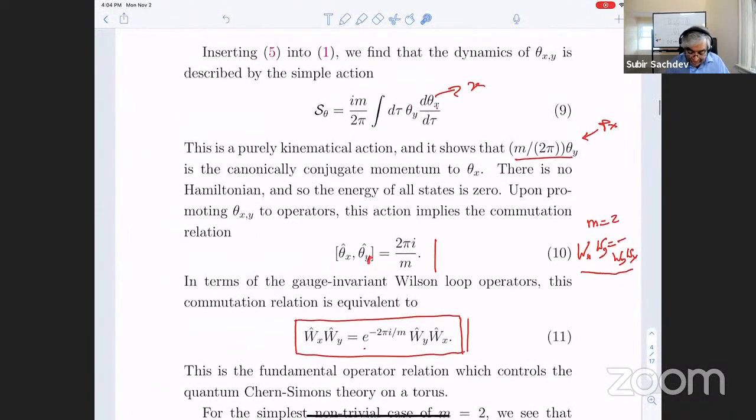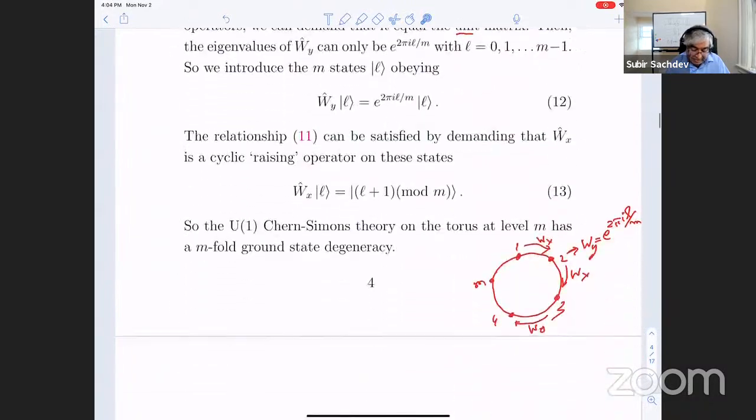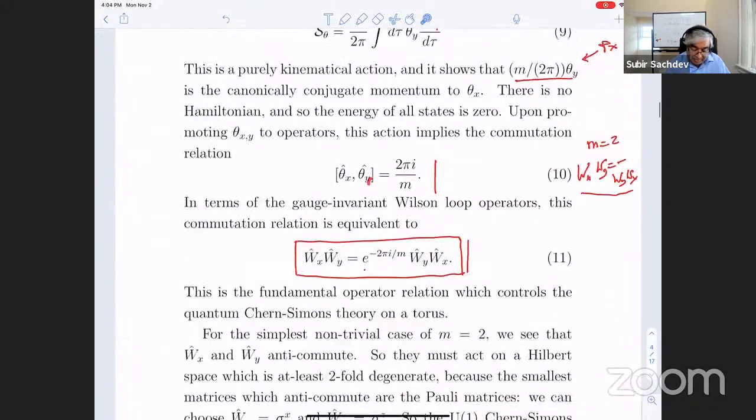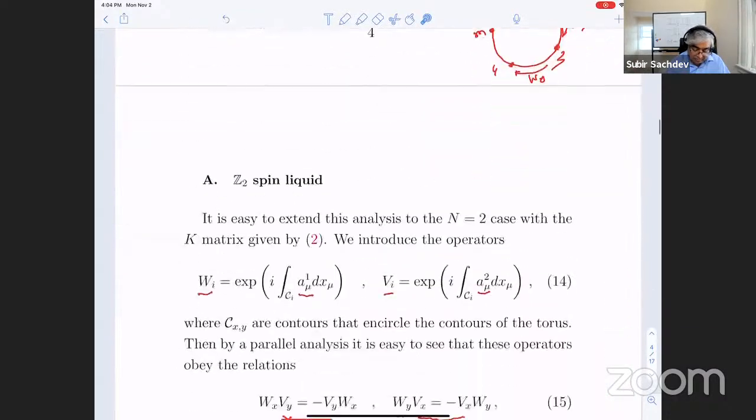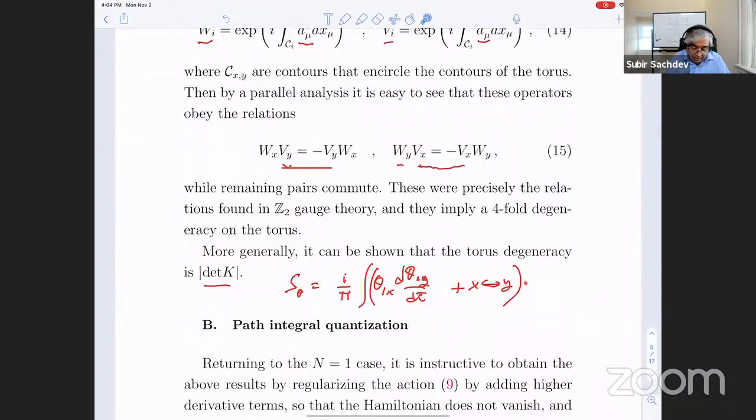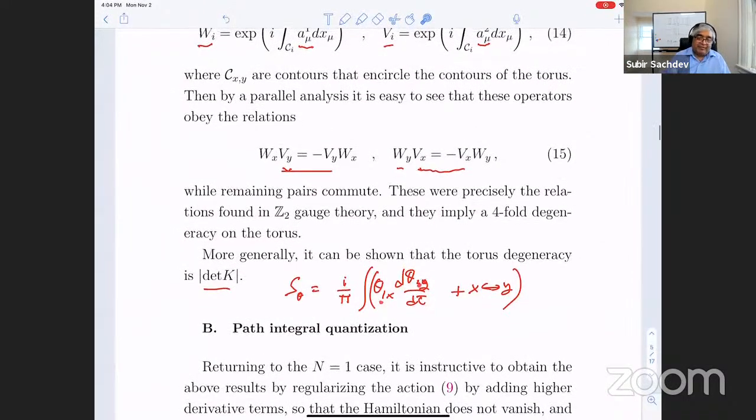I just write them down in exactly the same way. And instead of getting this action, I will get this action. And notice it's off diagonal in the 1, 2 index. That's related to the fact that the K matrix is off diagonal. It connects gauge field 1 to gauge field 2. And there was a 2 there. That's why this prefactor is 2i over 2 pi.